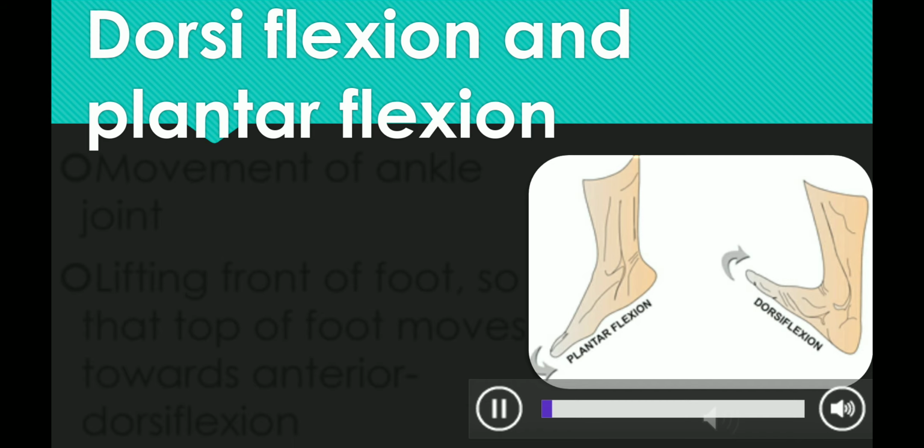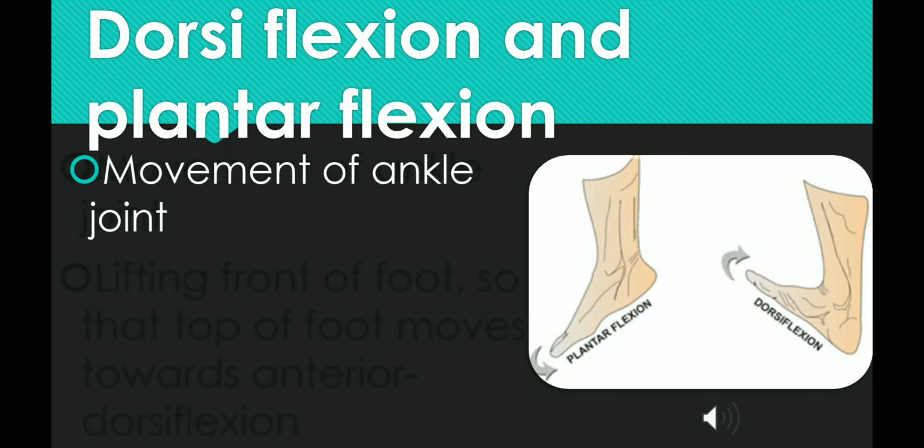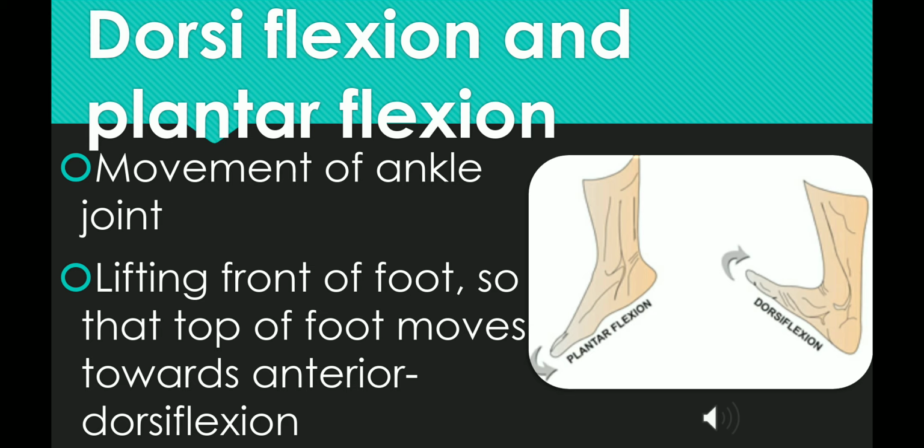Now we will discuss dorsiflexion and plantar flexion. Dorsiflexion is a movement that occurs within the ankle joint. The ankle joint is a hinge joint. So what is dorsiflexion? It is a lifting of the front of the foot so that the top of the foot moves towards the anterior of the leg. That is called dorsiflexion.